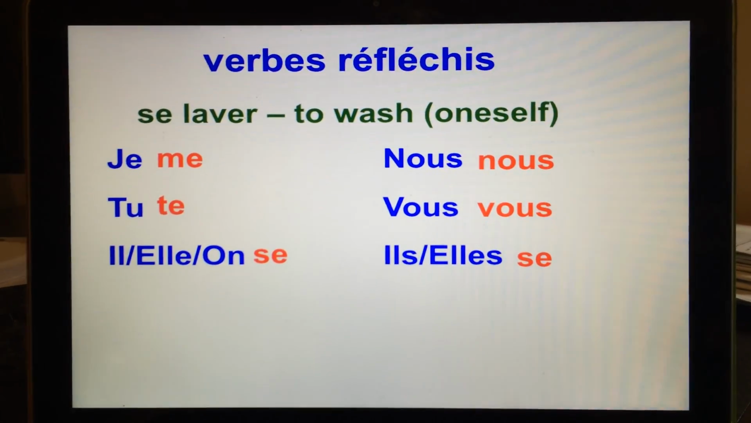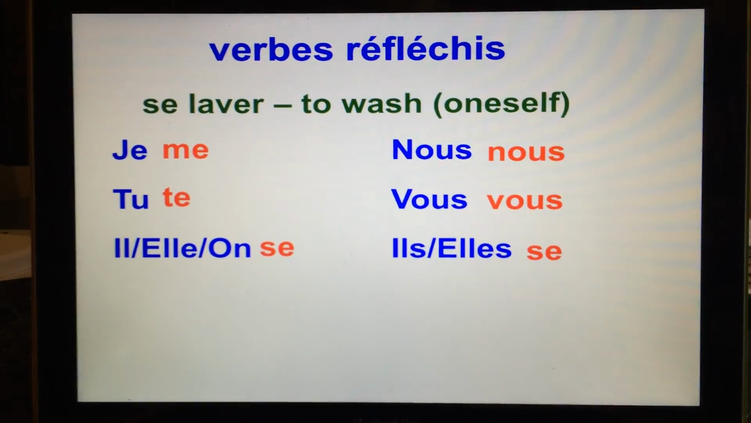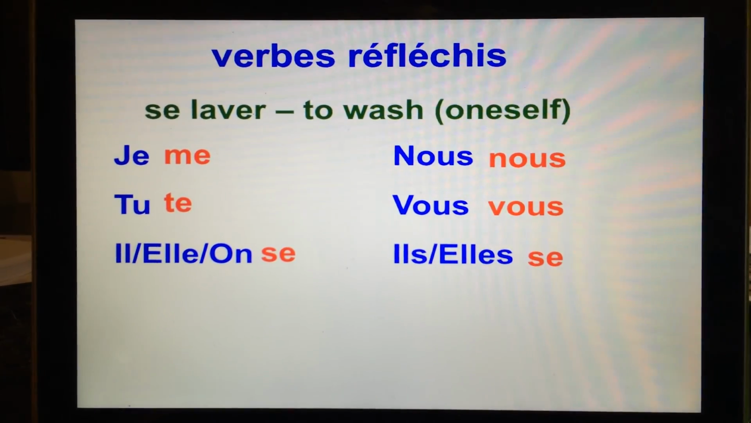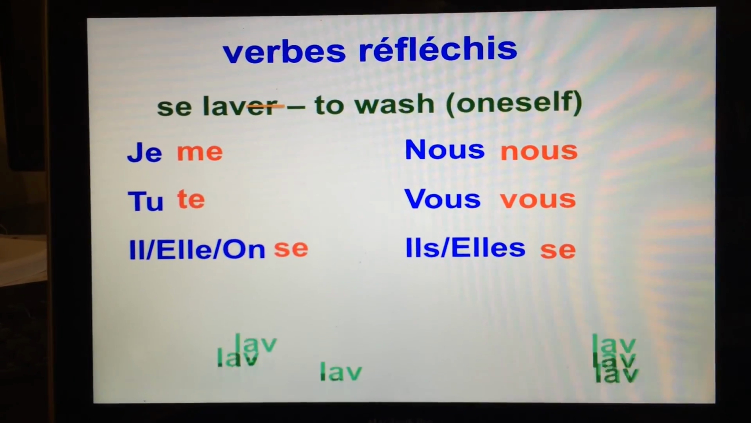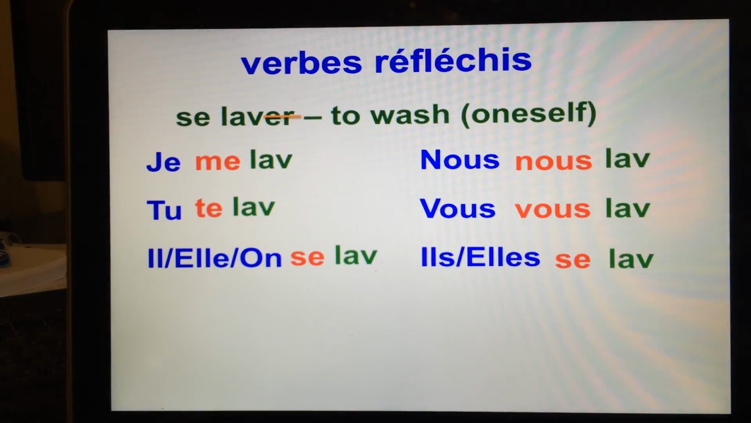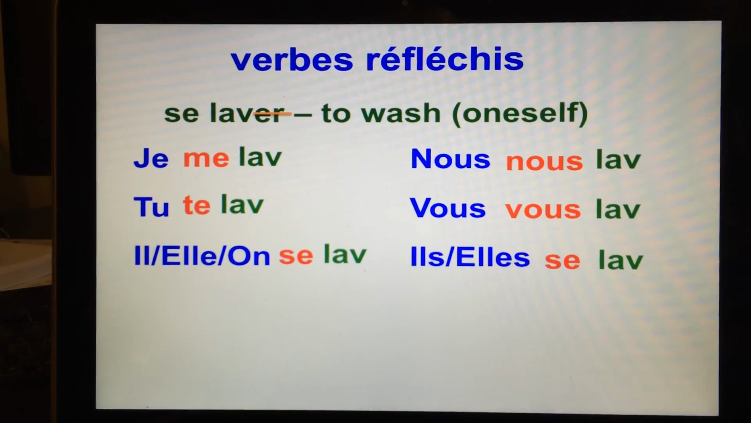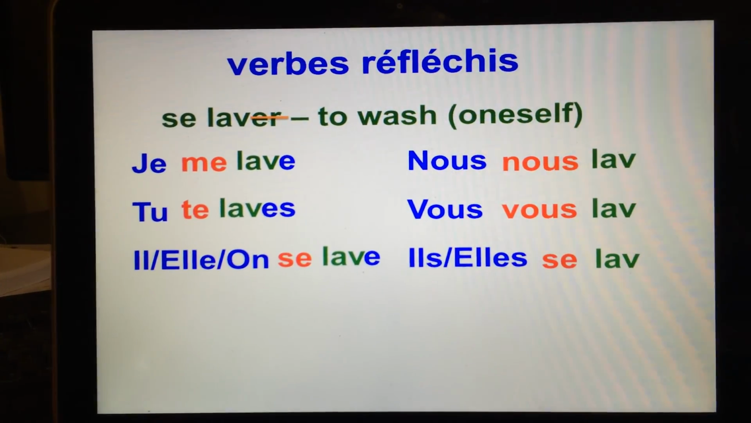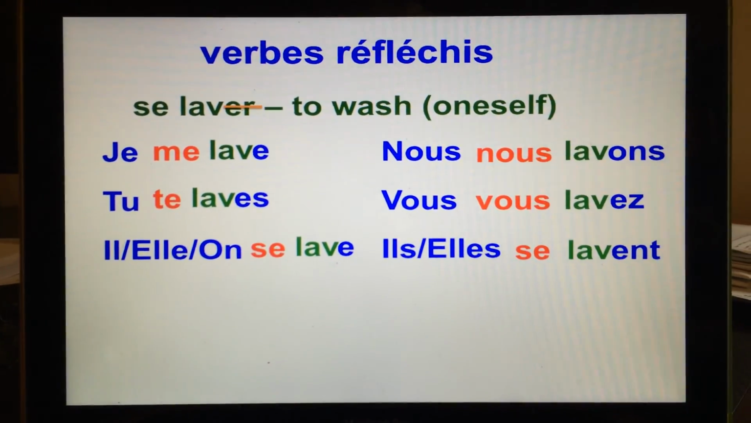Okay? So now that we have those, the next thing we have to do is just conjugate our verb, and we're still doing present tense here. Laver is a regular ER verb, so just like normal, we chop off our ER to get our verb stem, lave, and our stem is of course the same for all of our subject pronouns. So we're going to put those in, and then we just tack on our regular ER verb endings: je, e; tu, es; il, e; nous, ons; vous, ez; ils, ent. And there we go.